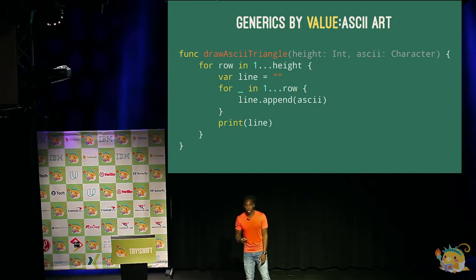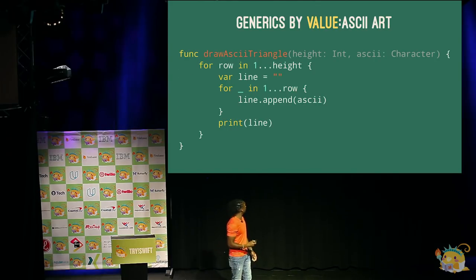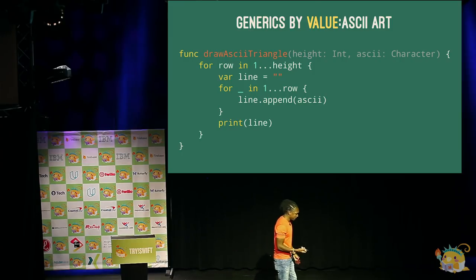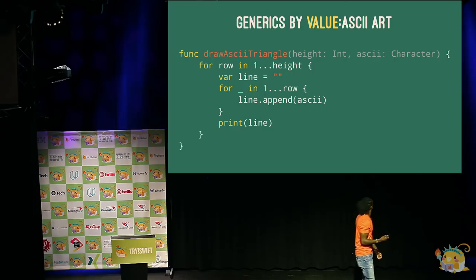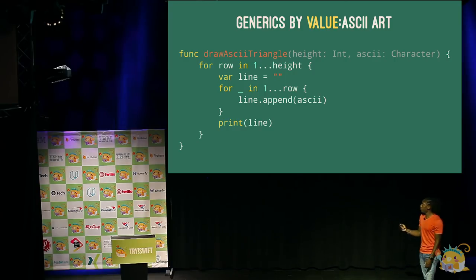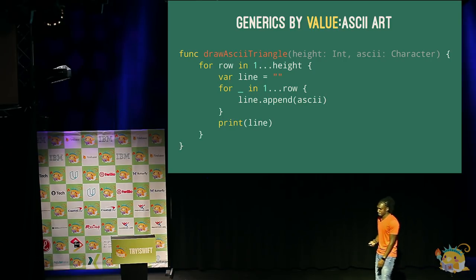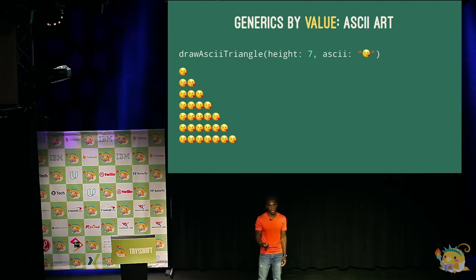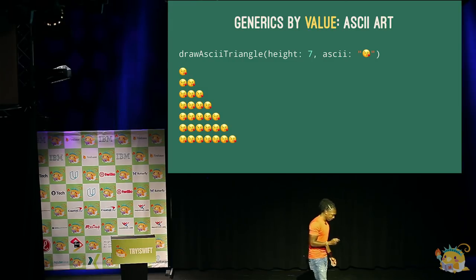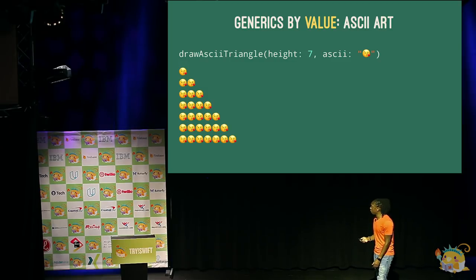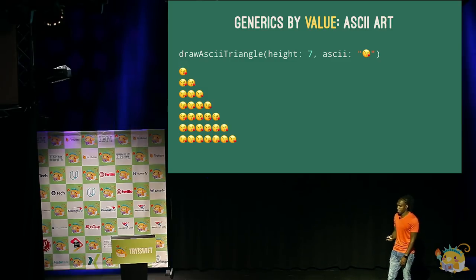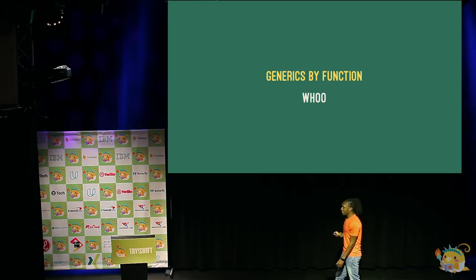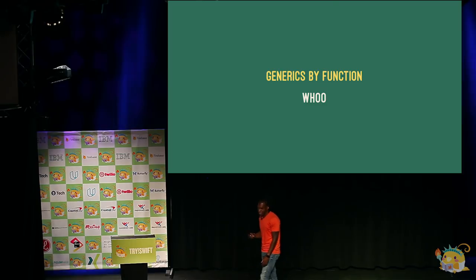The benefits of abstracting the drawing behavior into parameters becomes immediately obvious. You pass in your desired height and the character that you'd like to use to draw your triangle. You just go from one to the height, drawing each row, and when you're done, you just print that row. In the end, you get a program with formal parameters performing different but related computations based on the parameters that you pass in. This is generics by value, value being the parameters that you pass into your function. Next, let's talk about one of my favorite types of generics, generics by function.